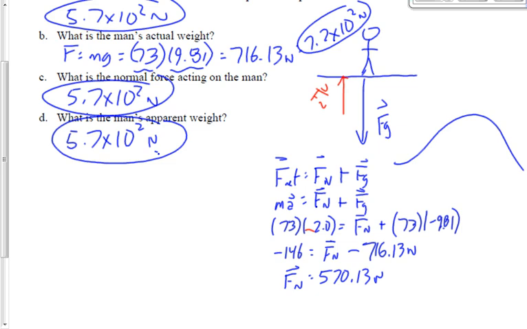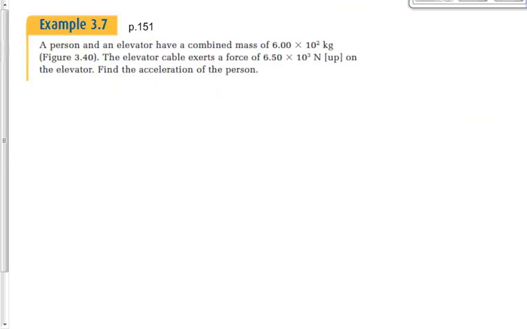I'll get another example for you, and then we'll give you some time to work on some questions here. Similar, but not the same. This time we've got a person in an elevator, but this time we have the combined mass of the person and the elevator. Here it is.